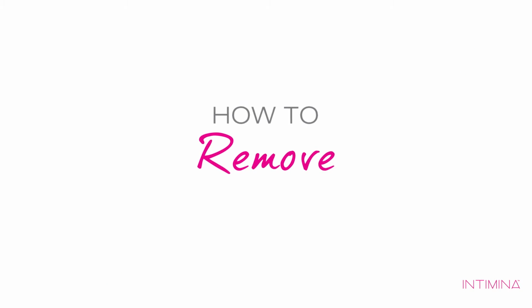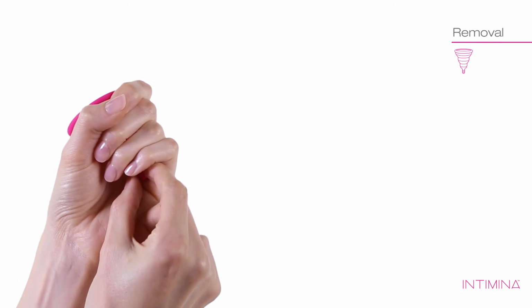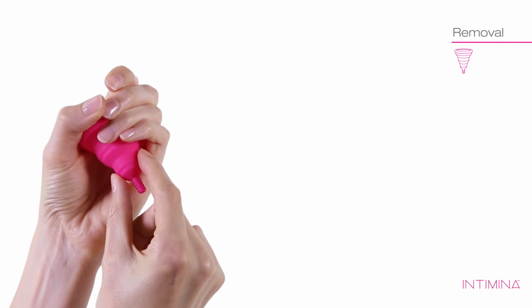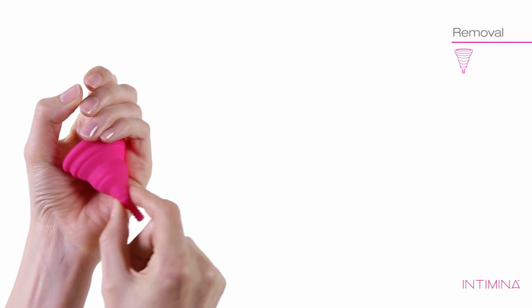To remove your cup, relax your body and use your vaginal muscles to push down. Grip the stem to gently pull downwards, then squeeze the base to release the seal. Pull the cup down and angle it slightly.